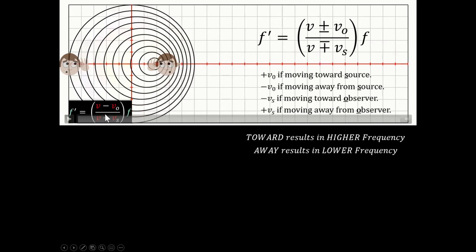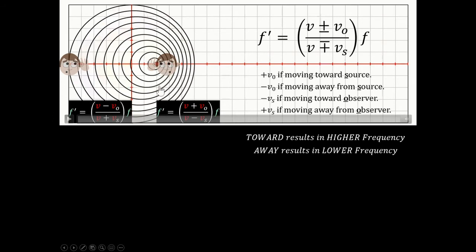The numerator should be getting smaller, the denominator should be getting bigger, and the result makes a much, much smaller frequency. Here, we knew they were going to have a really high frequency, so the numerator was getting bigger because we added, and the denominator was getting smaller because we subtracted.